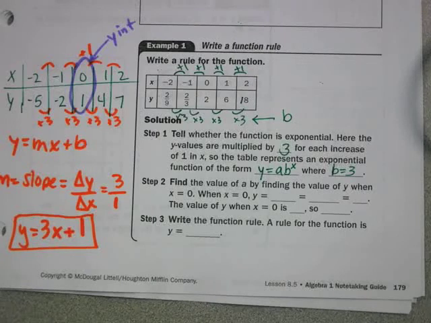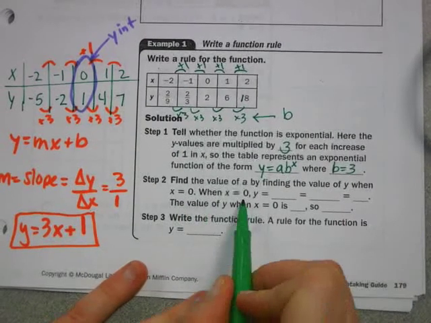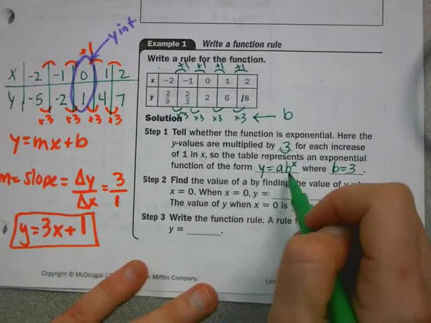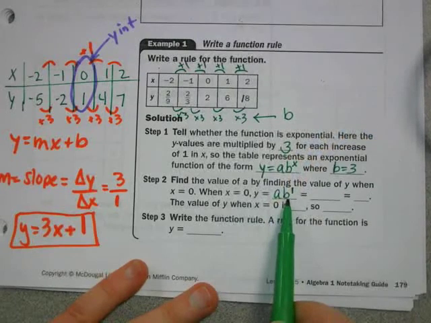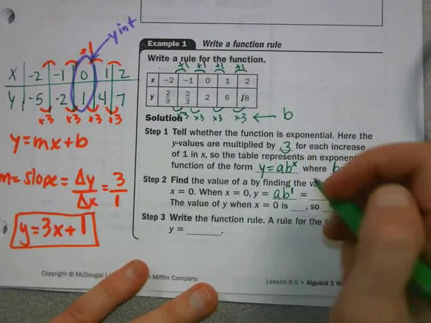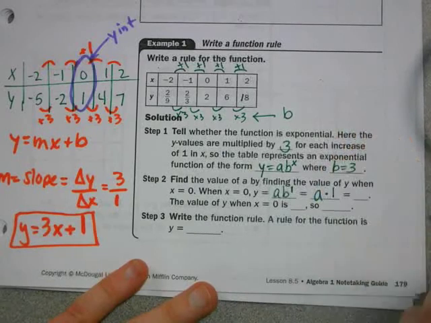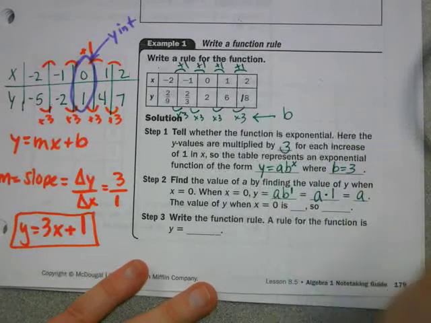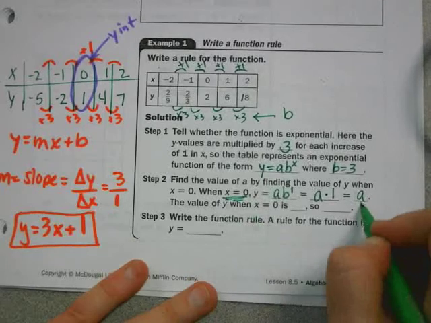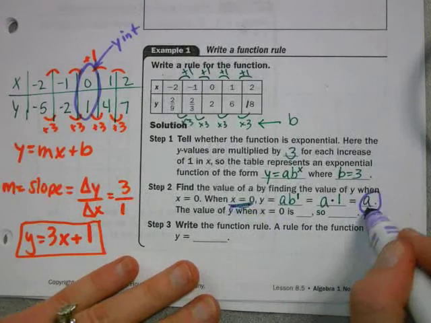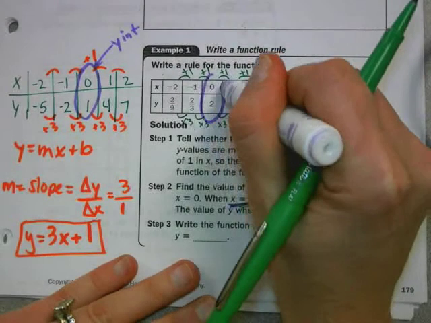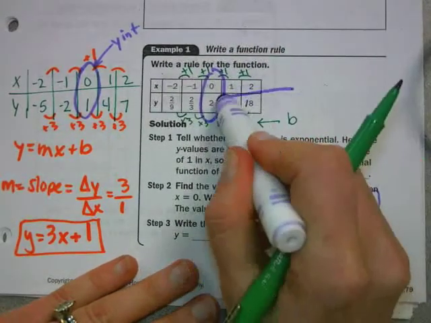The next thing we have to do is find the value of a. To find the value of a, we're going to find it when x is 0. So in my exponential equation, y equals ab to the x, if I put a 0 here for x, this is what happens. And what do we know about any number to the power of 0? It's 1, right? So now I have a times 1. Well, anything times 1 is just itself, a. So when x is 0, I know what a is. What's a? 2.